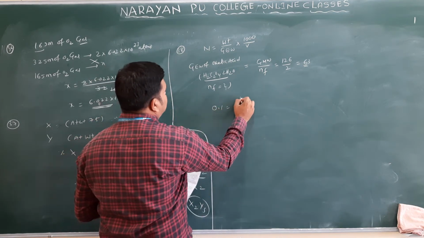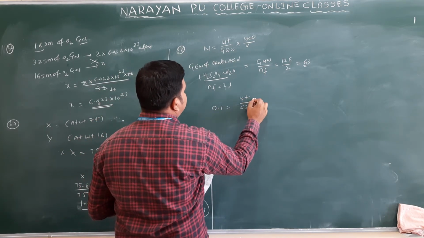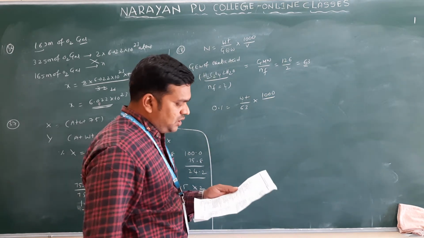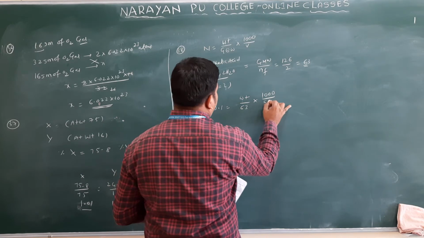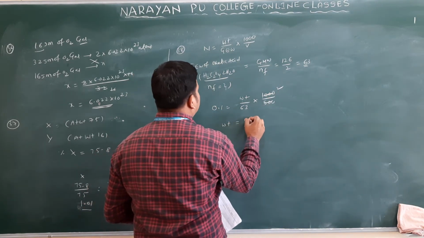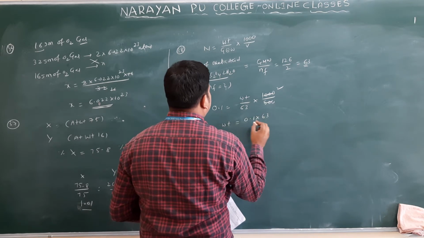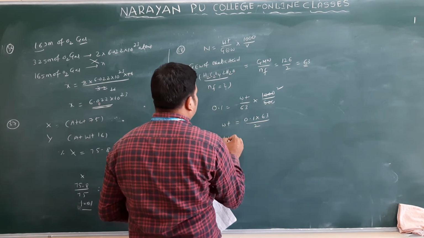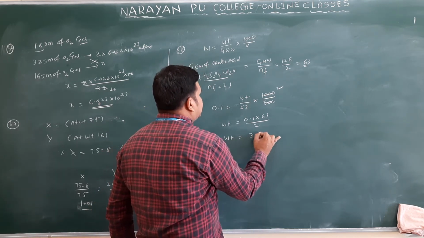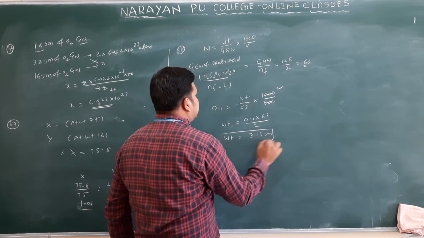Okay. Now the normality given is how much? 0.1 is equal to weight by 63 into 1000 by, what is the volume of the solution given? The volume of the solution given is how much? 500 only. So this is 2 times cancel only. So weight is equal to 0.1 into 63 by 2 only. So how much you will get? You will get 3.15 grams.